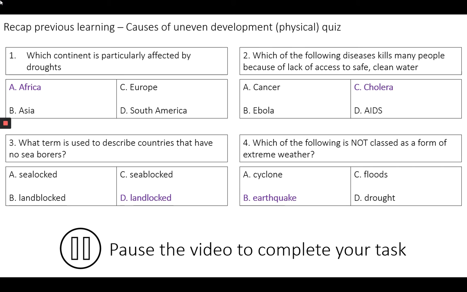Did you get 4 out of 4? If you did, then that's brilliant. If not, make sure you know where you went wrong and try to learn from it. Right, let's start the next section.